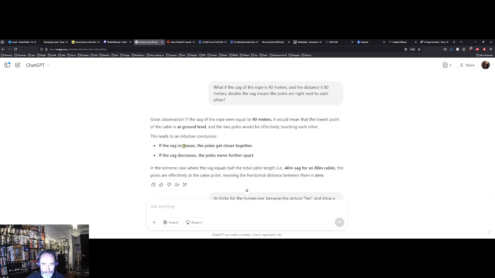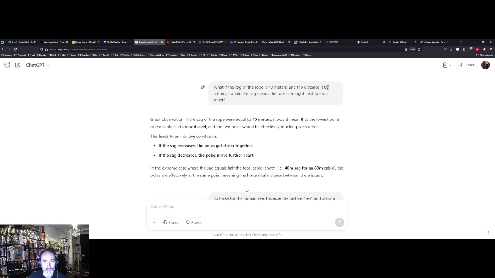So I asked them, because I got the easy trick correct solution from Facebook. What if the sag of the rope is 40 meters and the distance between the poles is 80 meters? That means the rope hangs down 40 meters and then it hangs up 40 meters, and the poles are just right next to each other actually.